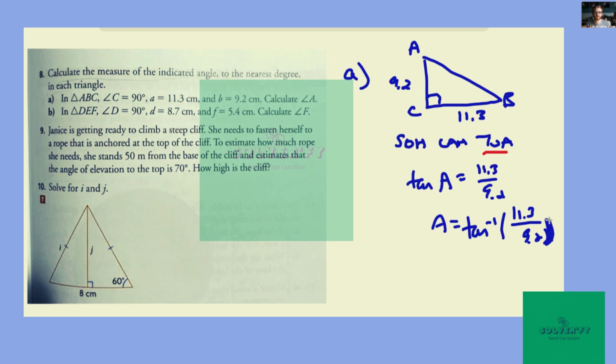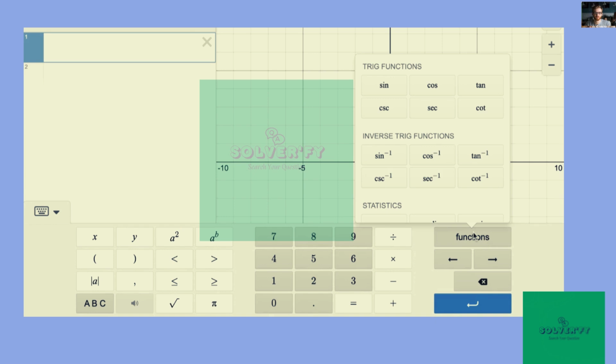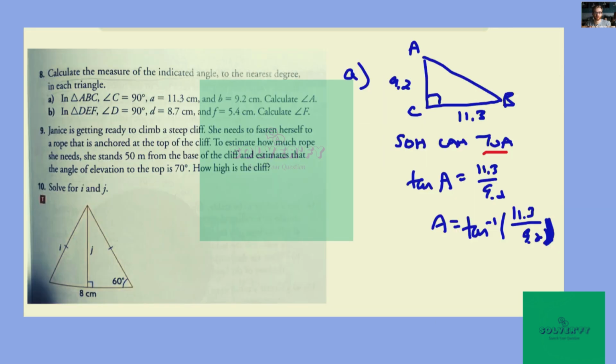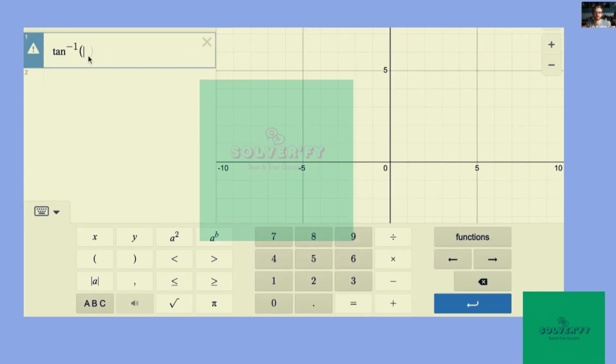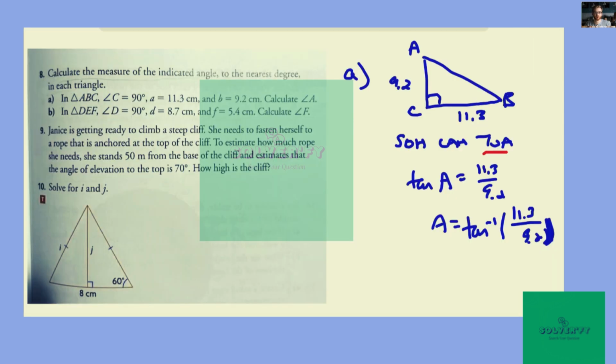So into a calculator we go. Make sure you're in degree mode, and then the inverse tangent of 11.3 over 9.2 is, to the nearest degree, 51 degrees.